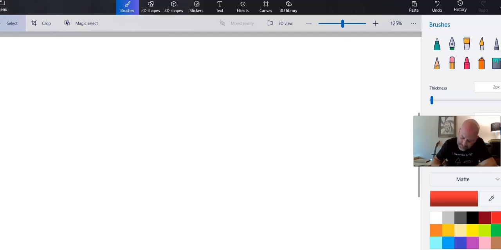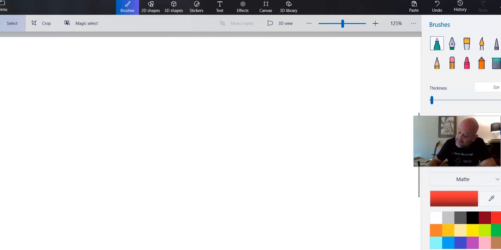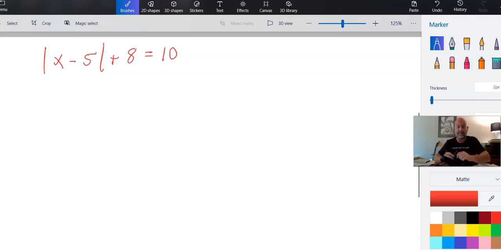Yeah, so let's take a look at something like this. Let's take the absolute value of x minus 5 plus 8 equals 10. Okay, now you notice this is a slightly different format than the other examples. The big difference is this plus 8 here, right? There's no plus 8 anywhere else.